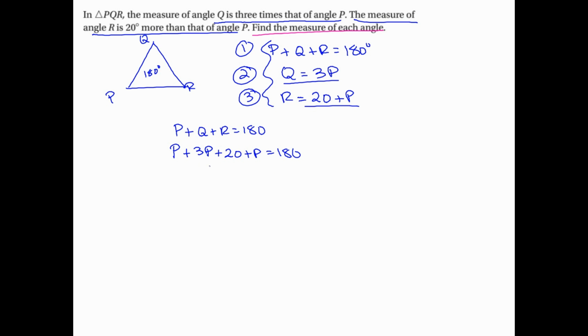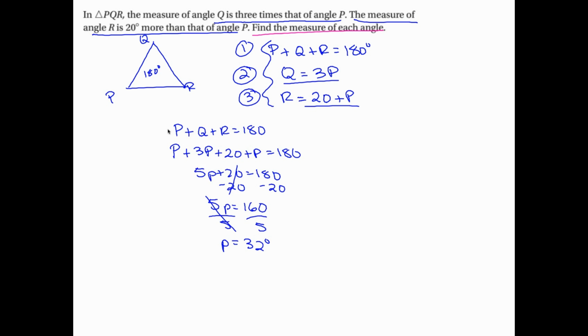Well, now if I'm looking all the way across, I see 1P, 1P, 1P. All I have is P. So I'm just going to combine my like terms. So 1, 4, 5, so 5P plus 20 equals 180. Subtract 20, subtract 20. We get 5P equals 180 minus 20, which is 160. We divide by 5, divide by 5. So P is going to be equal to 32 degrees.